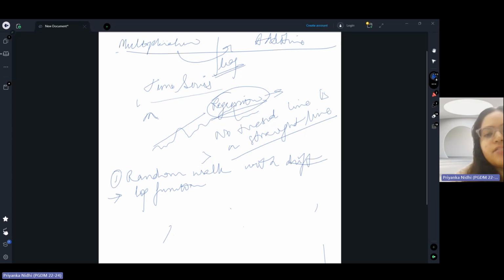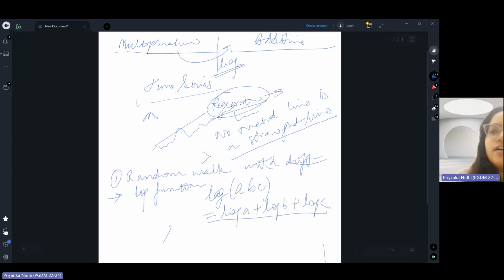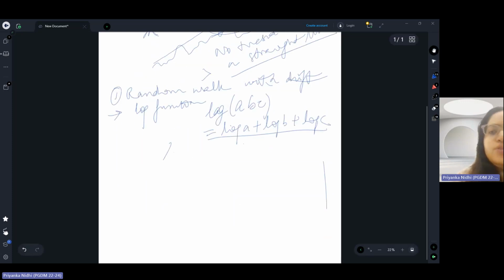So you know the basic function of log, that log of A times B times C can be written as log A plus log B plus log C, right? So this function of log is exactly what we are going to use in this method, right?